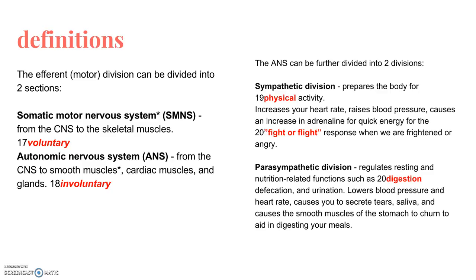It regulates your resting and your nutrition-related functions like digestion, defecation, and urination. So this is the side of your autonomic nervous system. Again, it's involuntary, that lowers your blood pressure, lowers your heart rate, causes you to secrete tears, saliva, causes the smooth muscles of your stomach to churn and aid in digesting your meals.